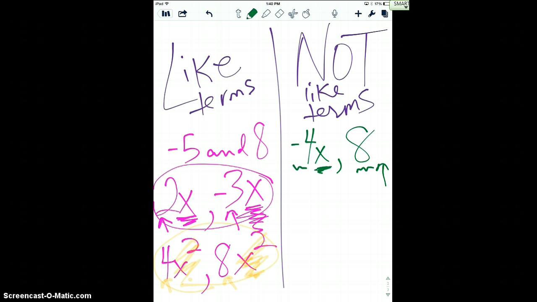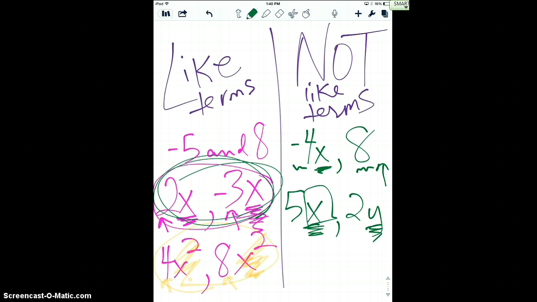Something else. 5x and 2y's. These are 5x's. This is 2y's. Not the same thing going on. Like it was the same thing here. Not the same. So I cannot combine those. Nothing. Nada.